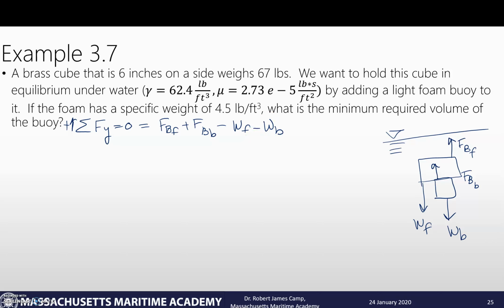At this point, we can start putting things together. So the force of buoyancy of the foam. We have to remember force of buoyancy is the specific weight of the fluid times the volume submerged. So the force of buoyancy on the foam is going to be the specific weight of the fluid, and the fluid we're displacing is the water, 62.4 pounds per cubic foot, multiplied by the volume that's submerged. That's going to be the volume of the foam, which we don't know. That's what we're trying to figure out.